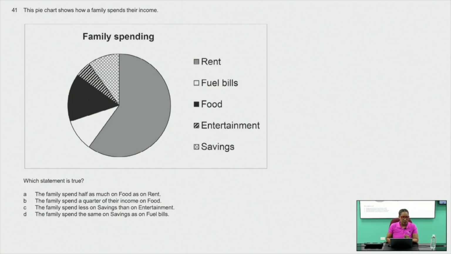So that's also not true. The family spends less on saving than on entertainment. So let us find entertainment. Entertainment is the one right above the black. Okay, you can see the black stripes. In order to figure out what section, look at the listing. Can I find a pointer here?